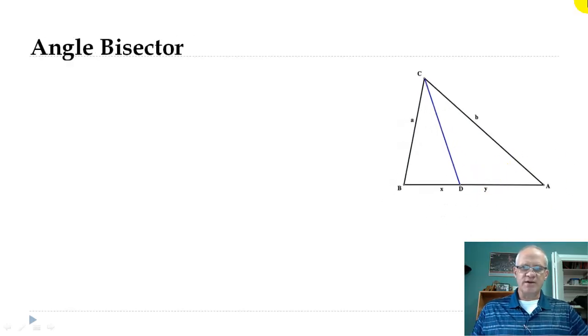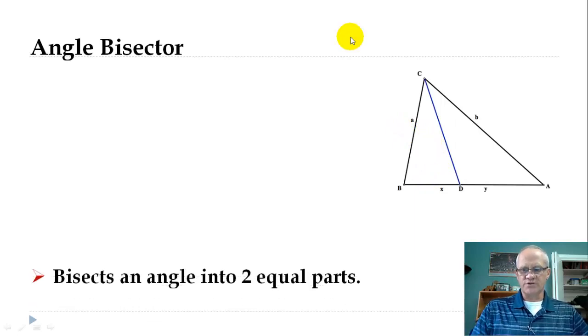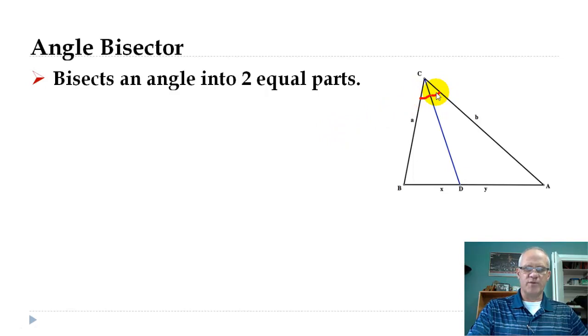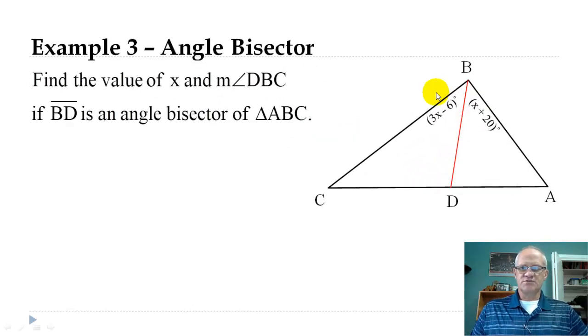All right, next, angle bisector. Here's an example of what would be an angle bisector. An angle bisector splits an angle into two equal parts. So you can see it bisects an angle into two equal parts, and that means this angle would equal this angle. So these two angles would equal each other. That's the main thing to remember about an angle bisector. So let's do an example with that.